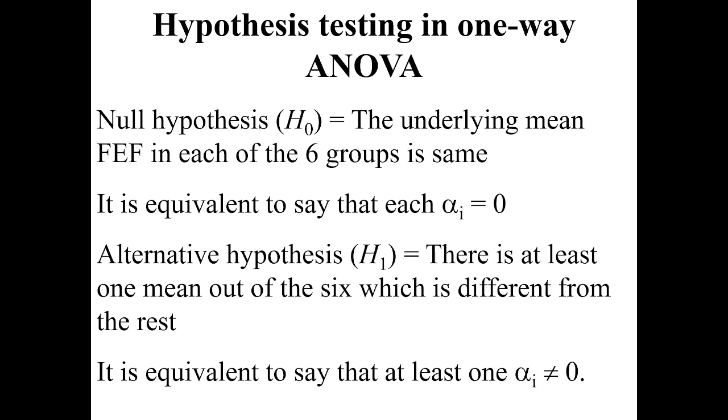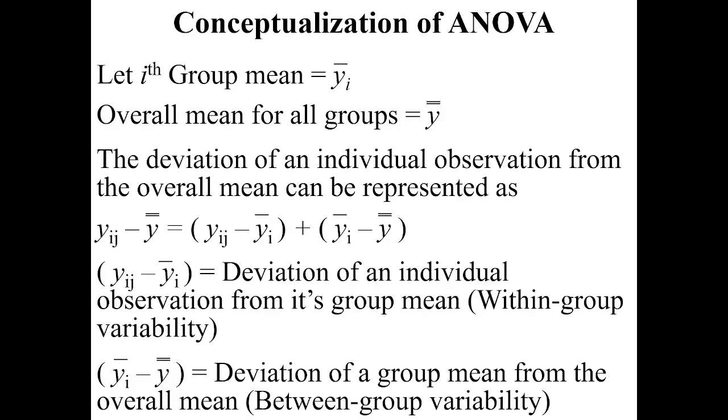So this is what the null hypothesis translates to: alpha i is 0. What then is the alternative hypothesis? We will say there is at least one mean out of these 6 which is different from the rest. Let me repeat: there is at least one mean out of the 6 group means which is different from the rest. So it is equivalent to say that at least one alpha i is not equal to 0.